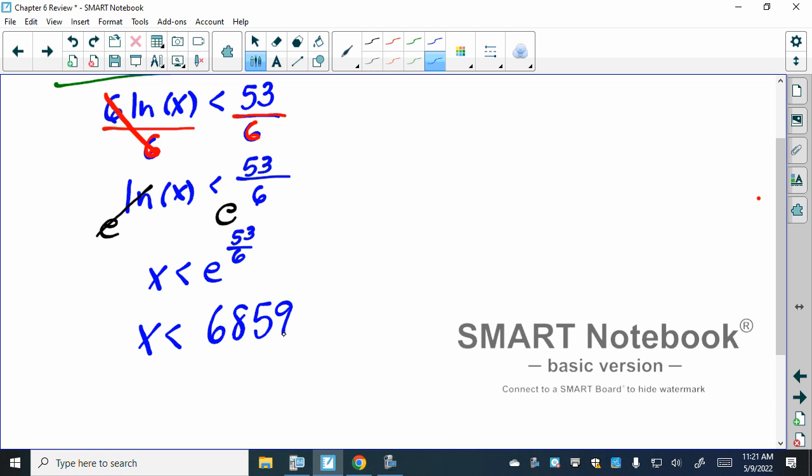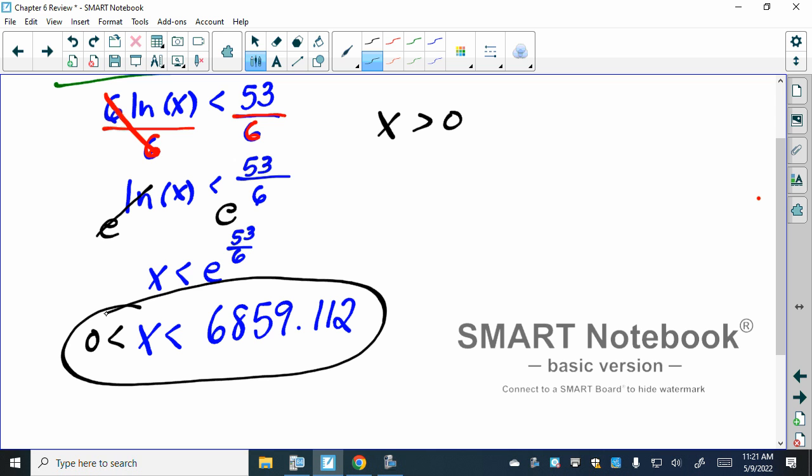6,859.112. Now again, x is less than it, and we're starting off with a log, yes? So our restrictions are going to come back into play. Well, the only thing in the log is x, and it has to be greater than 0. So here, 0 has to be less than x is less than 6,859.112. Any questions on this one here?